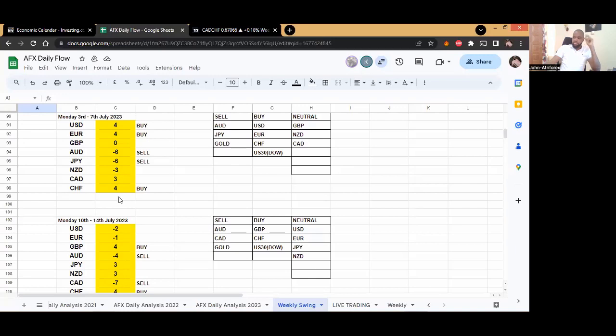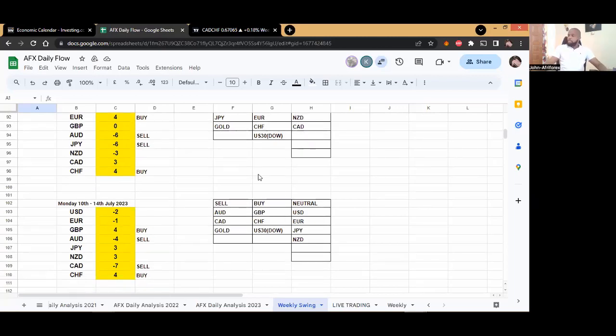Also the New Zealand dollar, still neutral, but this time around it's a bit stronger than it was last week, though still more or less a neutral figure. The Australian dollar is also becoming a bit stronger, but still weak, -6 to -4. The Great British Pound, from neutral, is just coming up to become slightly stronger. So this is what we're going to be watching out for this week.